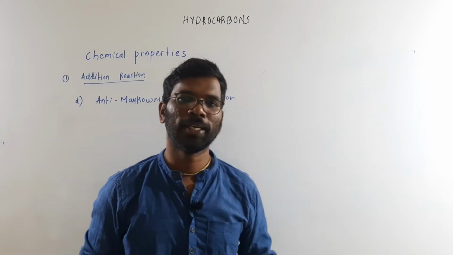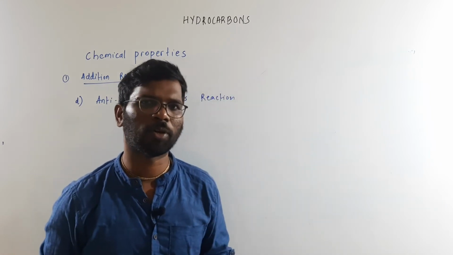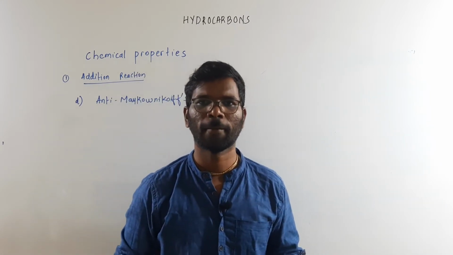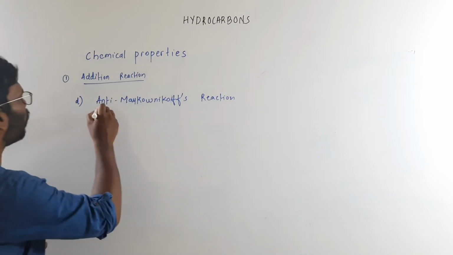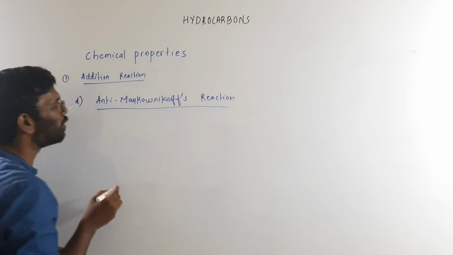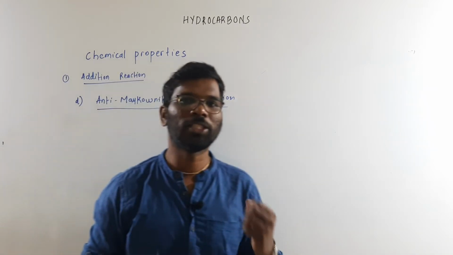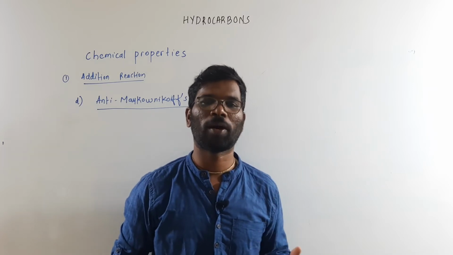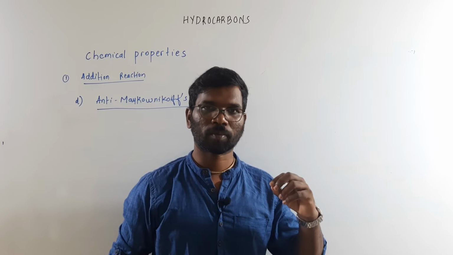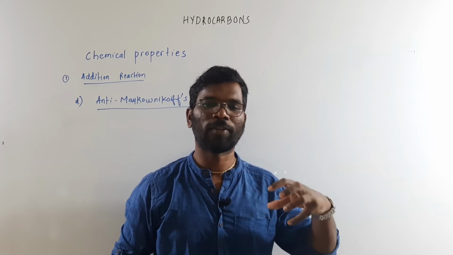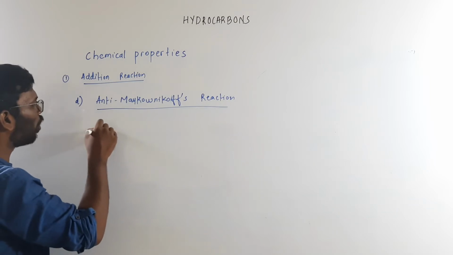The previous one, the addition of HBr or a halogen acid to the alkene, is the Markovnikov's reaction, where the negative part goes to the carbon which has less number of hydrogen in an asymmetrical alkene across a carbon-carbon double bond. So here this is anti-Markovnikov's reaction. The only difference between the previous reaction and this reaction is that there the negative part was going to the carbon having less number of hydrogen. But here the major product will be the opposite one.